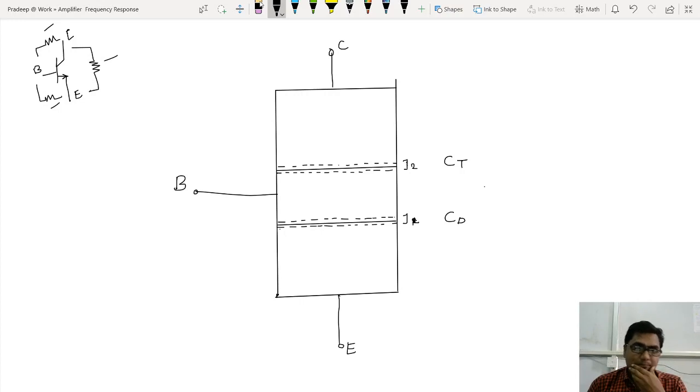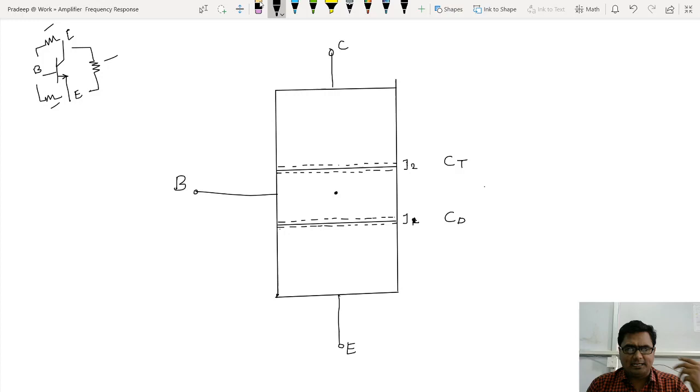So that's why I need to select one reference point. If we want to measure resistance, from which point should we measure? Some reference point should be there. So that reference point I will mark somewhere here at the center, inside the base.